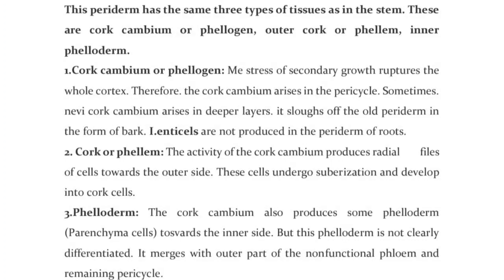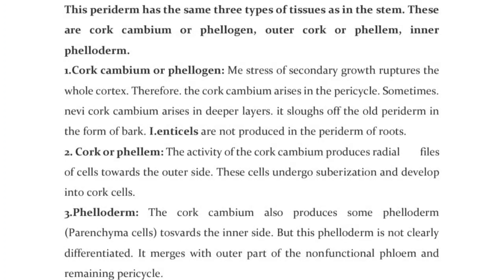Point 1. Cork cambium or phellogen. Stress of secondary growth ruptures the whole cortex. Therefore, the cork cambium arises in the pericycle. Sometimes, new cork cambium arises in deeper layers. It sloughs off the old periderm in the form of bark. Lenticels are not produced in the periderm of roots.